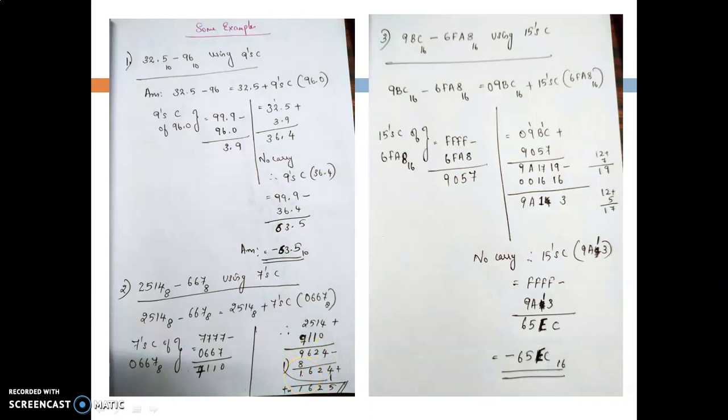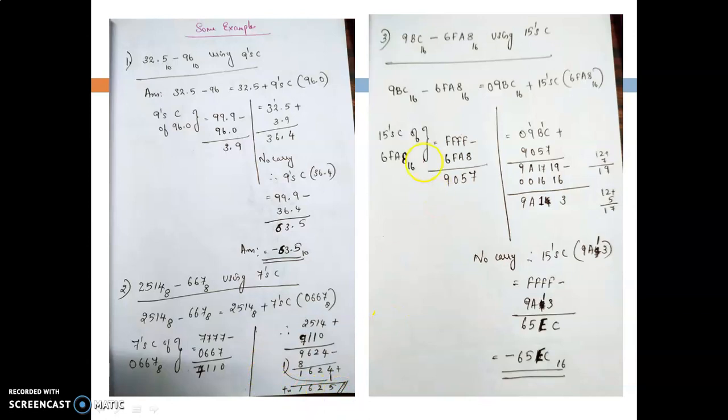And what happens when a carry is generated when you perform the addition in R minus 1 complement addition? If a carry is generated, it means that the result is positive. And what do you do with the carry? That carry has to be added to the LSB. So here it becomes 1625. So the result is 2514 minus 667 to the base 8 is equal to plus 1625 to the base 8.